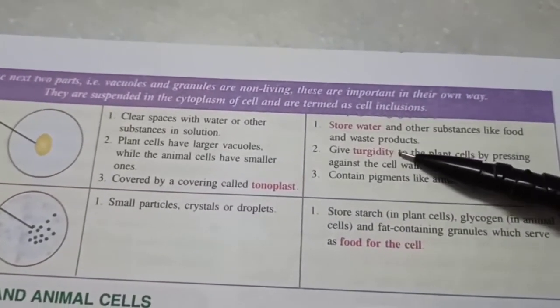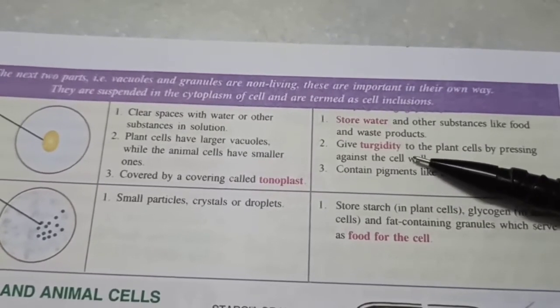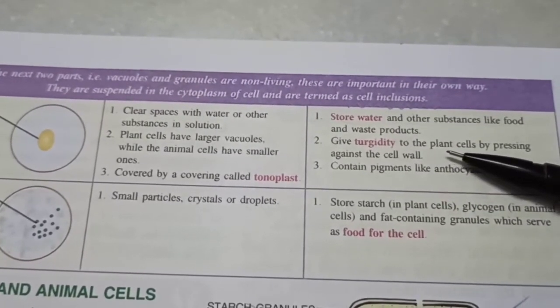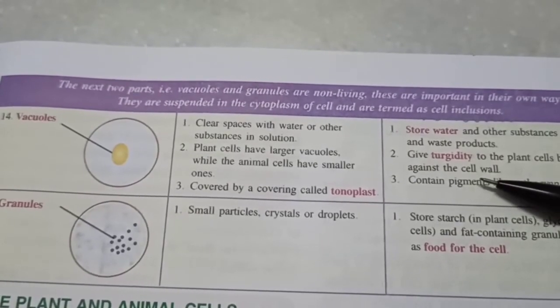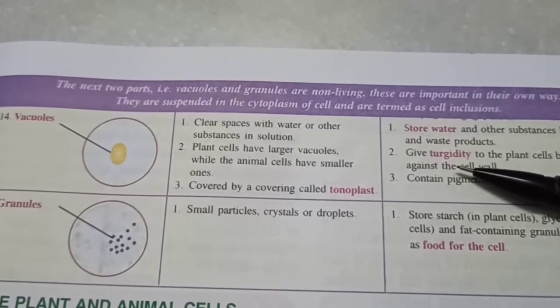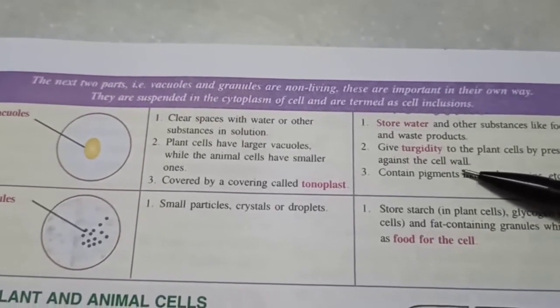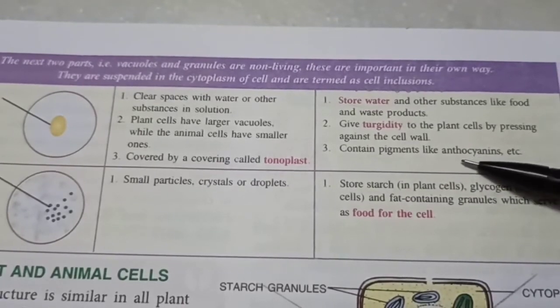Functions. Well, they store water and other substances like food and waste products. They are like the godown. They give turgidity to the plant cells, that is some kind of rigidity, by pressing against the cell wall. It's like a balloon is filled with water, so it's quite turgid or rigid. If you remove all the water, it becomes flaccid. Same thing happens with plant cells. And it contains some pigments like anthocyanin, a blue-violet color.